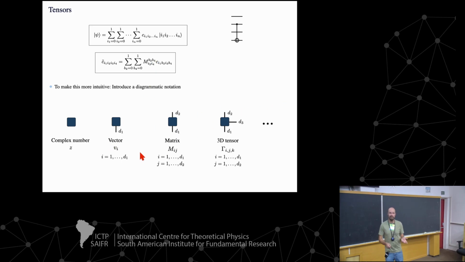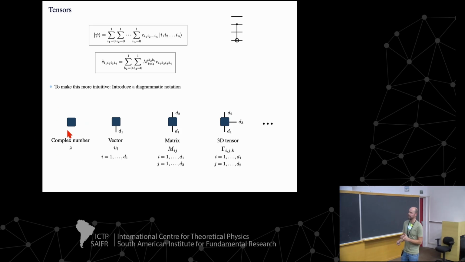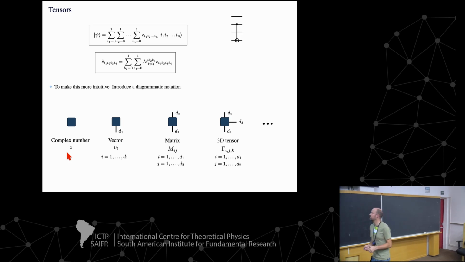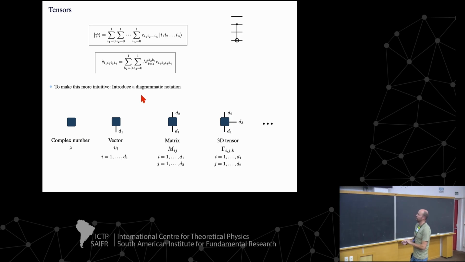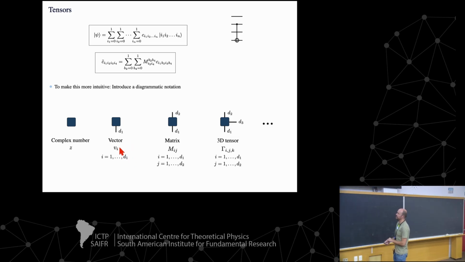So imagine that you have a diagrammatic notation where you just draw a box here. What I mean by this box is just a number. This is a complex number, which I call Z, and it has no index to it. It's just one single number. And then if I have this box but draw one line to it and say d1 here, where d1 is the dimension of this line, then what I mean by this is a vector with one index. So one index is one line, and this index runs from 1 to d1.